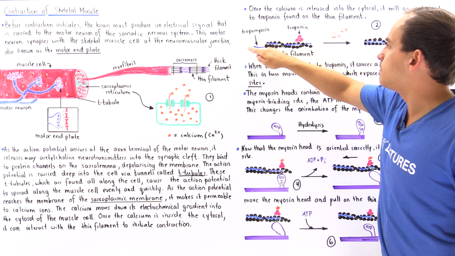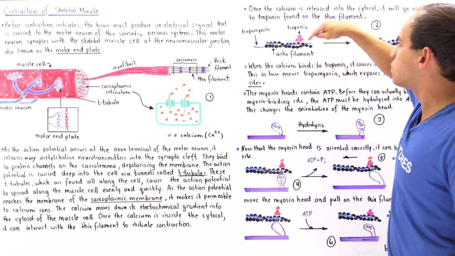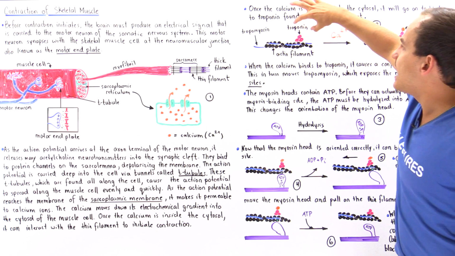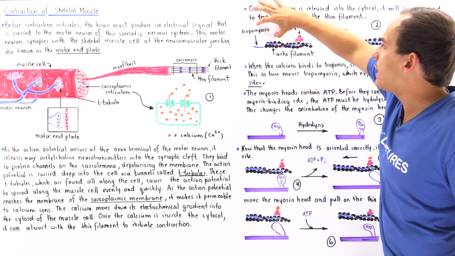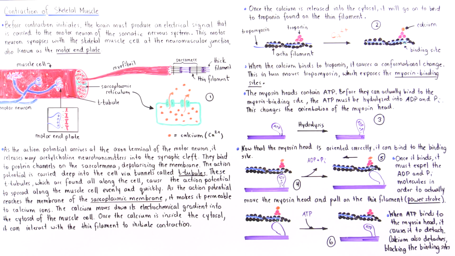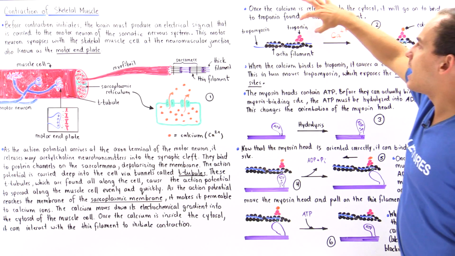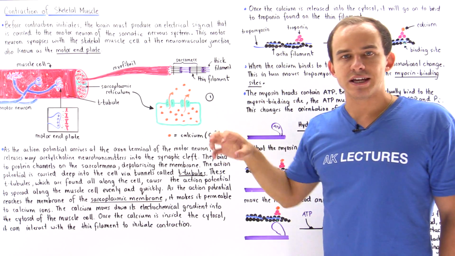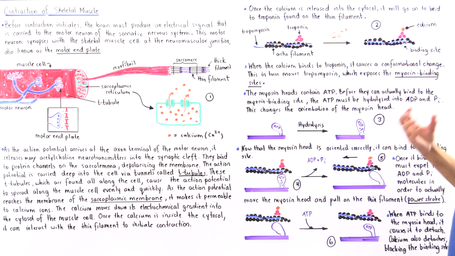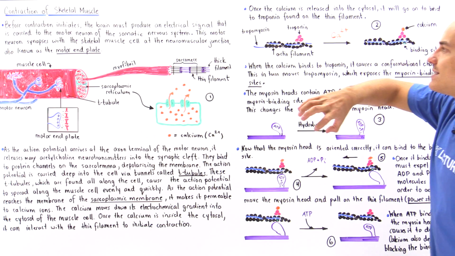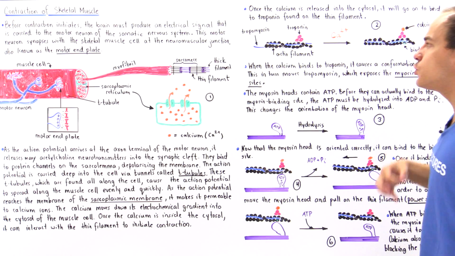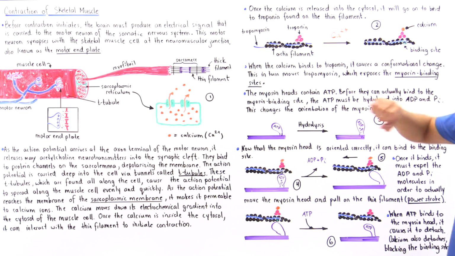Tropomyosin is basically this other blue protein that extends all the way around our actin filament. And our troponin is actually bound to our tropomyosin. So as soon as calcium binds to our troponin, the troponin changes its shape. It experiences a conformational change. And as it changes its shape, it causes our tropomyosin to also change its shape and shift.